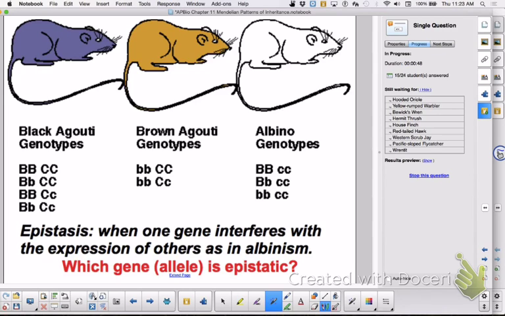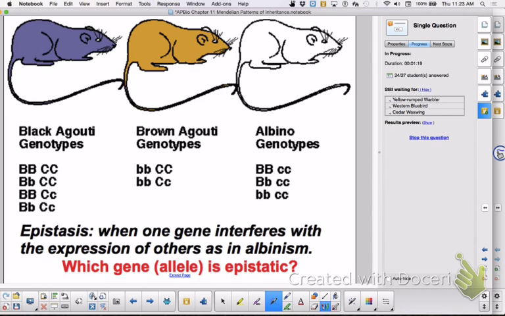So, when I ask you which gene is the epistatic gene, this is what I want you to think about. It's obviously about color, right? Because I said an albino. So what do all the colored ones have in common? What do the ones that are albinos have in common? Oh, okay, he's going to go ahead and answer it for us. What do all the colored ones have in common? They have at least what?